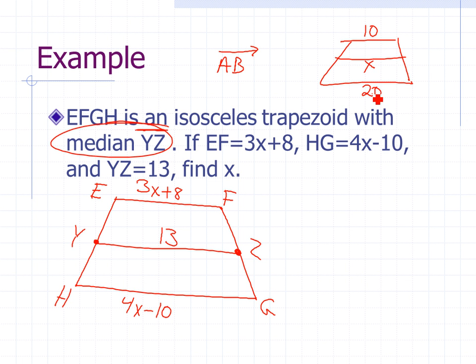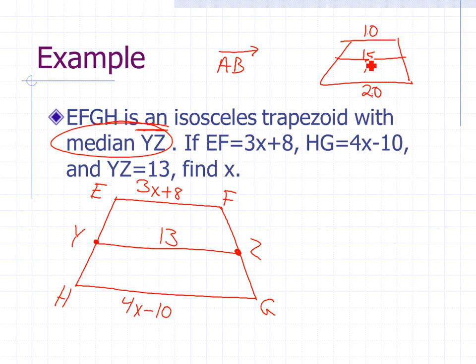All you do is add those two and divide by 2. What's 10 plus 20? 30 divided by 2. So that would have to be 15. That's pretty easy. All right? This one, we've got to work it backwards, so it's a little more difficult. So you're going to add these two.